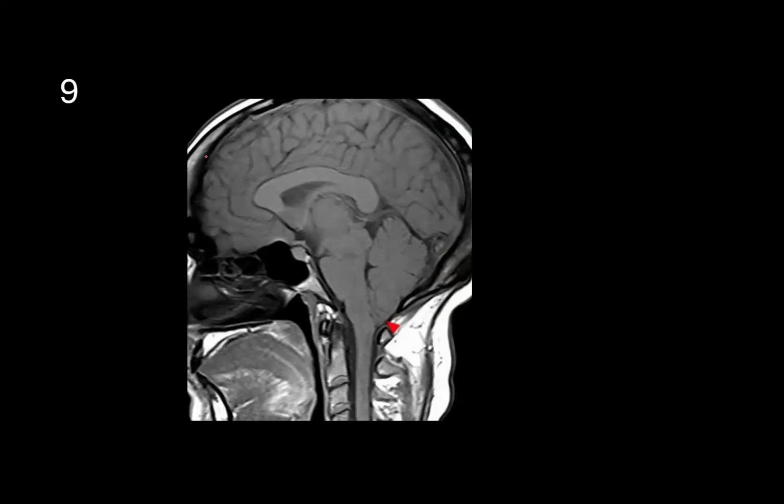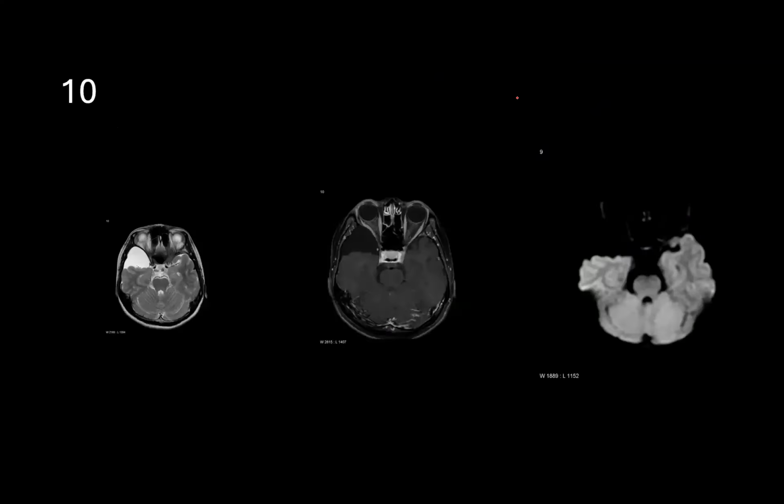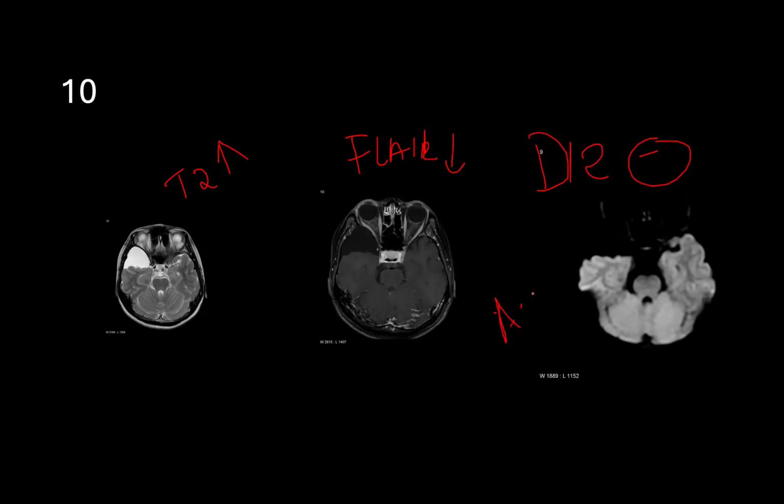Coming to the last but one spotter. So here we can see tonsillar herniation. This is nothing but Arnold Chiari malformation. I know you all will be knowing this. In the next spotter, I'll be teaching you how to remember each of it. Last spotter, T2 hyperintense fluid. On FLAIR, it is completely suppressed. Diffusion restriction not there. Yes, this is nothing but an arachnoid cyst.